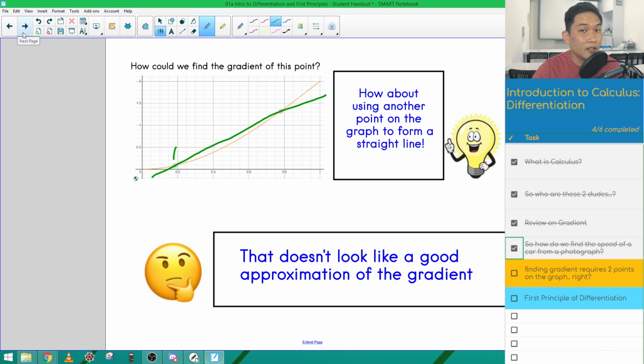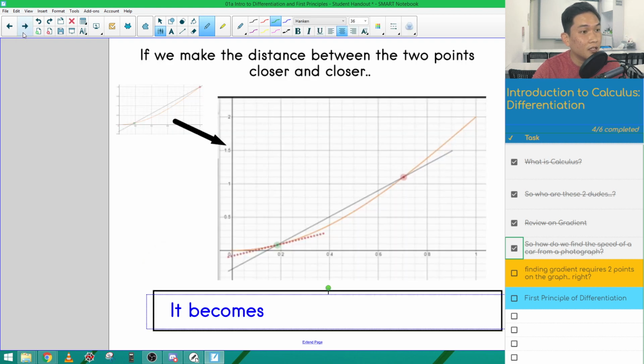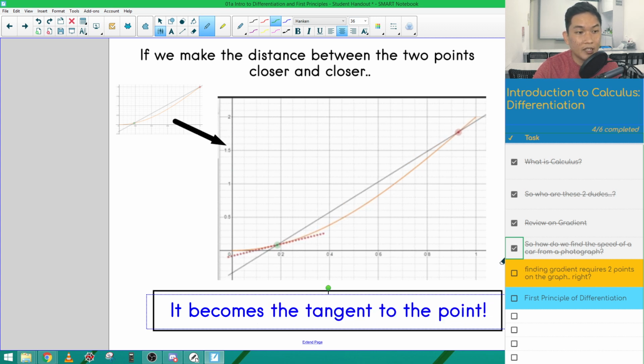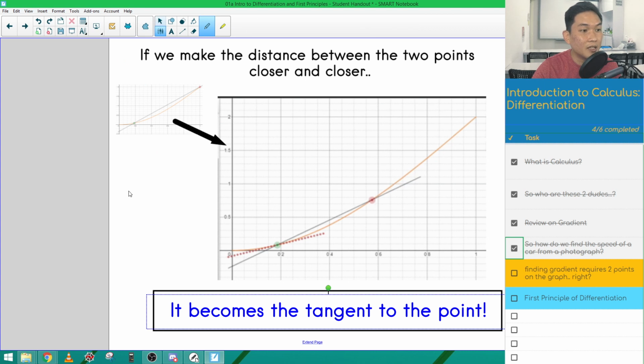And this is where Newton and Leibniz discovered that, hey, if we bring that second point closer and closer, what's another word for getting closer and closer? Starts with an A. It approaches. Sounds familiar? Limits. Yeah? So as the x coordinate of the red point approaches the green point, what happens? The slope of the black line approaches that of the tangent line. In fact, we can say that if we take limits, it becomes the tangent to the point.